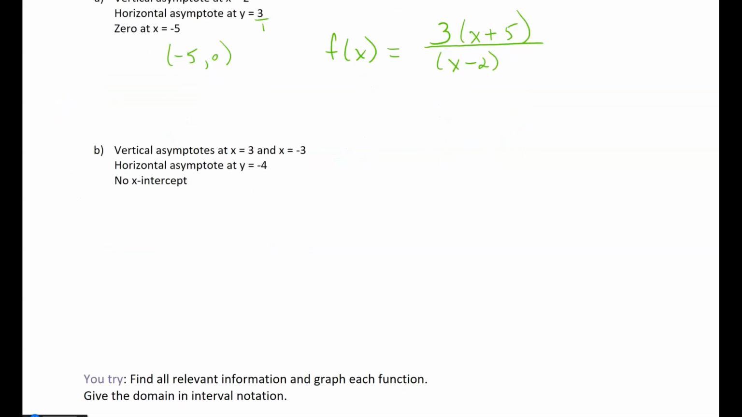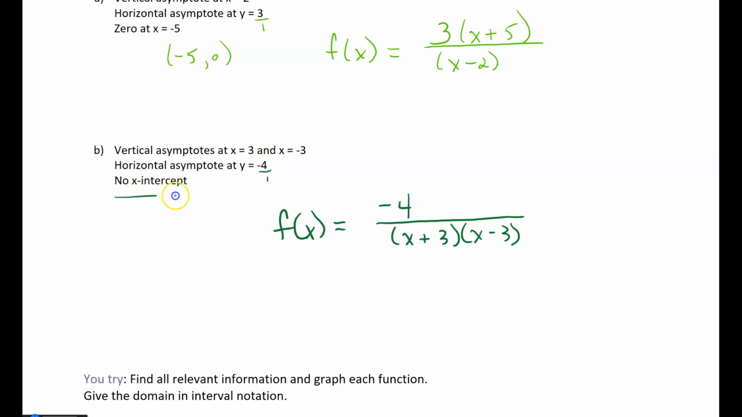Okay, this next one, a little bit different here, but again, we're going to set it up the same way. I have f of x equal to fraction bar. Vertical asymptotes at x equals 3 and -3. So again, those come from the denominator, from x plus 3 and x minus 3. We have a horizontal asymptote at -4, which means we must have a -4 in the numerator, again, because this would be plus 1. Now here's the tricky part of this one.